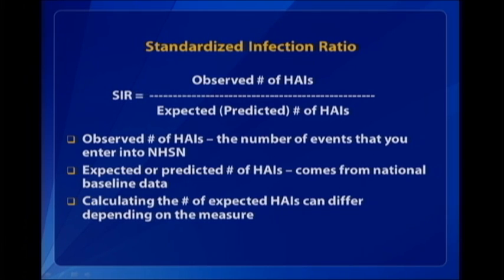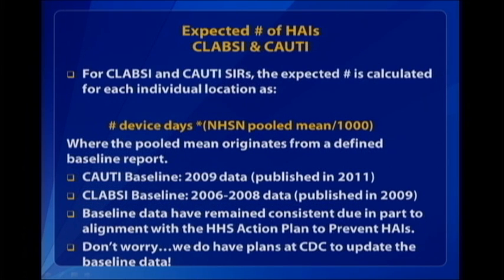But the calculation of those number predicted or expected can differ depending on the measure. And so today we're going to focus on how we would calculate the number of predicted infections specific to device-associated infections, and we'll cover the others tomorrow. So consider this a warm-up because this one looks really easy compared to what we're going to do tomorrow. So for CLABSI and county SIRs, we calculate the number of expected by taking the number of device days that you identified for a given time period and a location, and we multiply that by the NHSN pooled mean, which is then divided by 1,000, okay? We take the pooled mean from a defined baseline report. I have the reports listed here that are used for the baseline for CLABSI and county.